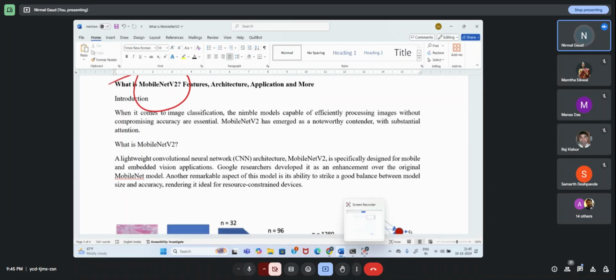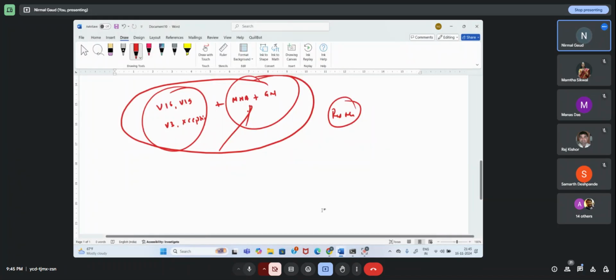हाँ, MobileNet V2 भी अच्छा दे रहा था मुझे, I forgot. MobileNet is also good. MobileNet V2, this is also giving good score with multi-head and the Gaussian noise.